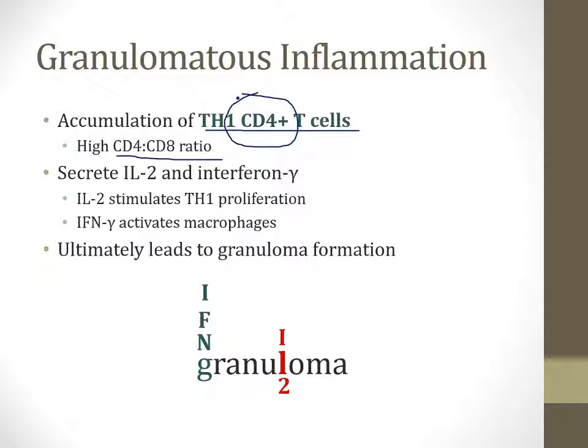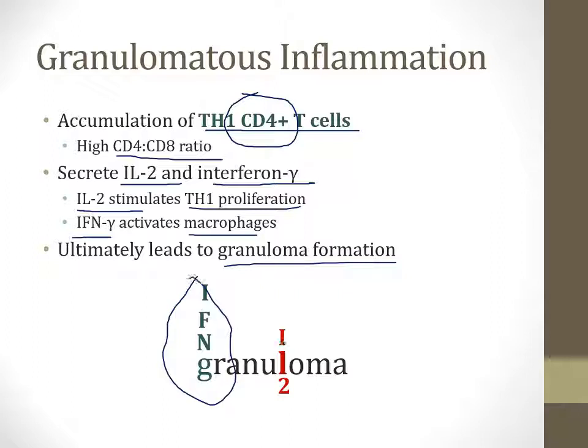In addition, there are two cytokines that are key to granulomatous inflammation, and you need to know these for step one. The first one is IL-2, and the second one is interferon gamma. IL-2's role is to stimulate proliferation of the T cells. Interferon gamma's role is to stimulate macrophages. And working together with the T cells and macrophages, this is what leads to granuloma formation. And an easy way to remember this is just to remember the word granuloma. It has the two cytokines in its name. Interferon gamma is around the G and IL-2 is around the L.